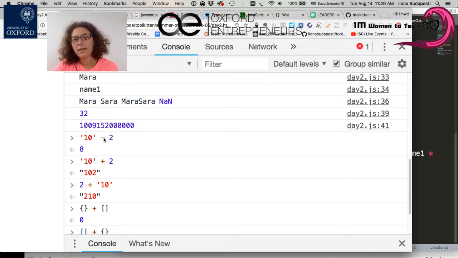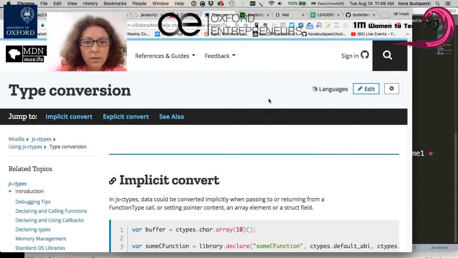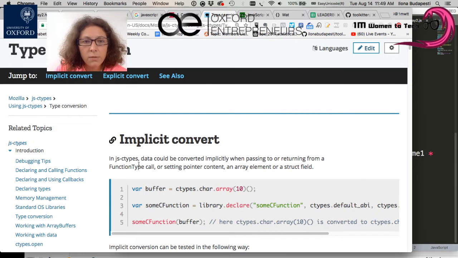But in the case of the subtraction, I think that it actually checks the two sides. It notices that this is a number on the right-hand side and attempts to convert the left into a number, and it succeeds. On the plus sign, I think it does the opposite. I think it first checks the left-hand side and converts the right-hand side to match the string. Let's see if there is an implicit conversion.